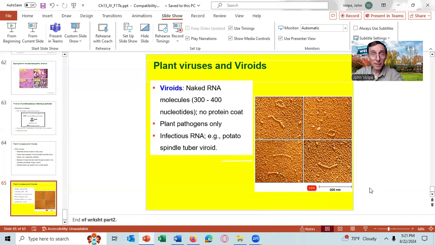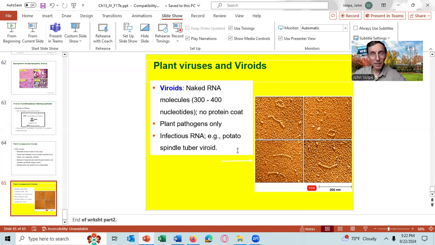Let's talk about viroids. Viroids are a naked RNA molecule which is infectious. You can think of it as a naked RNA virus lacking the protein coat, meaning it's only a molecule of RNA. Viroids are plant pathogens. And here you can actually see a viroid causing disease in plants.